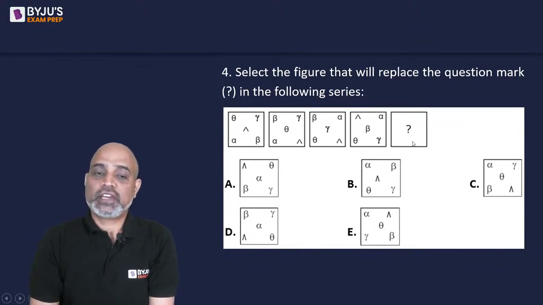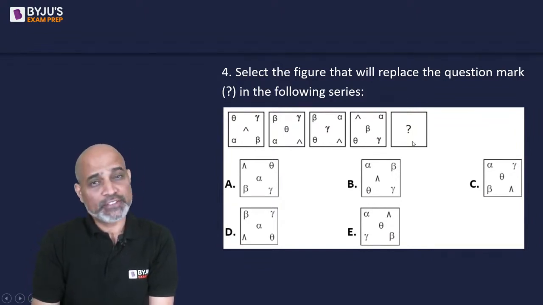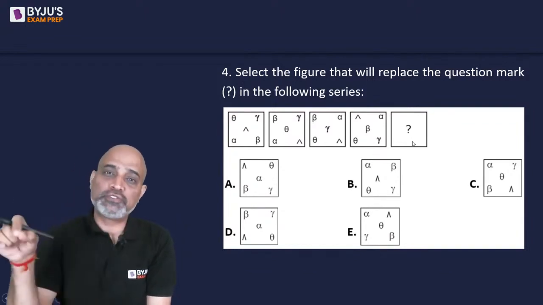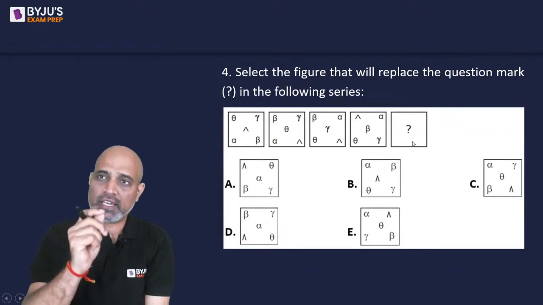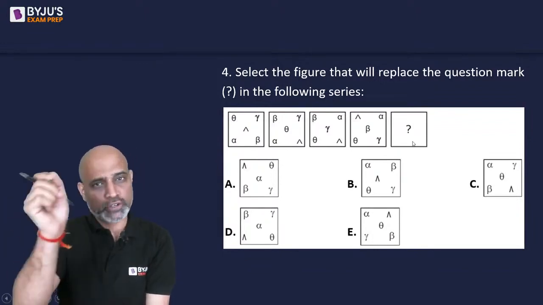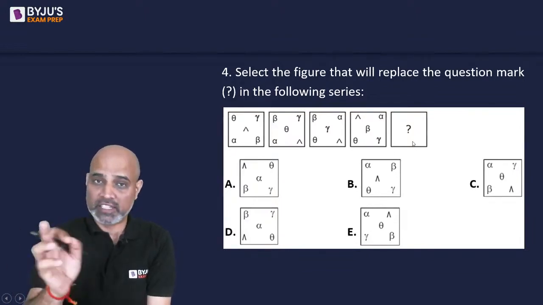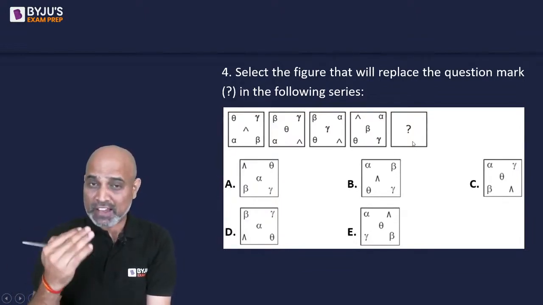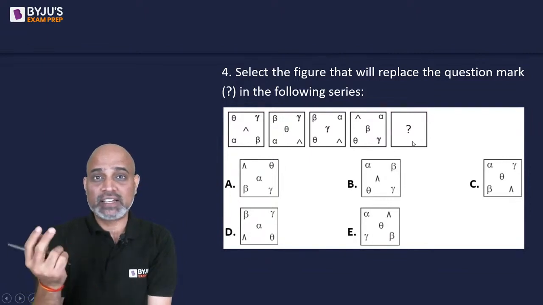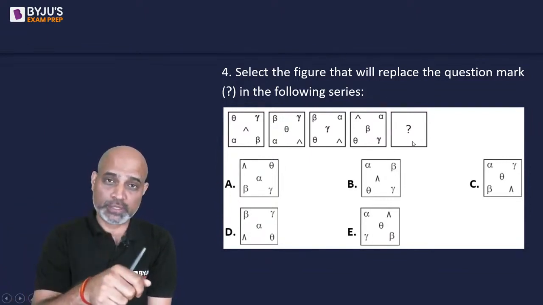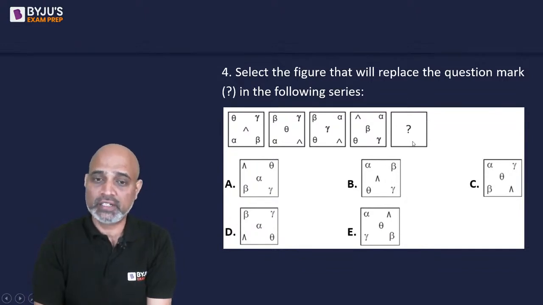Next one, we have 5 symbols in every square. So the first step is, do we have the same 5 figures? If we have the same 5 figures, it means each of the 5 symbols is following an order or a rotation, or in some pattern they are moving around. If we have new figures, it means that some symbols will leave the space and new symbols will come in, right?